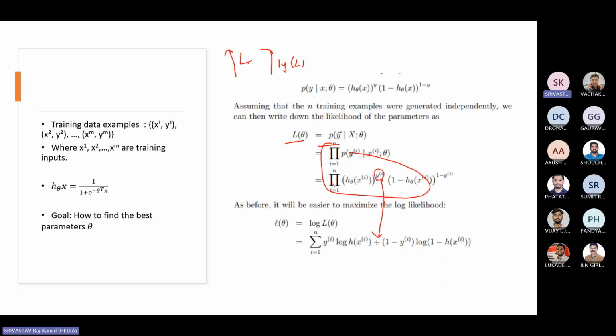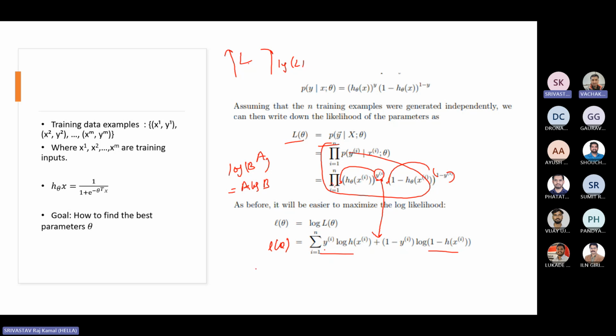y hat comes out. This is how log works. If you take the log of v raised to power a, this is going to be a times log v. This is mathematics. So yi comes here, 1 minus yi comes here. Now things become very easy.